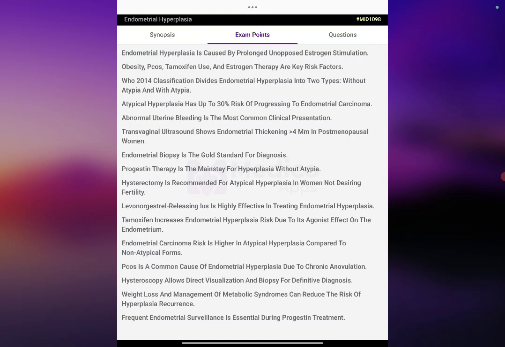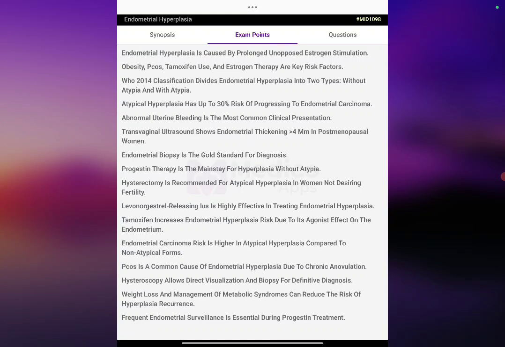Endometrial hyperplasia is caused by prolonged unopposed estrogen stimulation, obesity, PCOS, tamoxifen use, and estrogen therapy. Here are the key risk factors. The World Health Organization 2014 classification divides endometrial hyperplasia into two types: without atypia and with atypia. Atypical hyperplasia has up to a 30% risk of progressing to endometrial carcinoma.